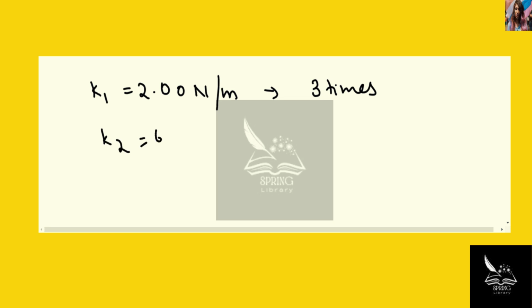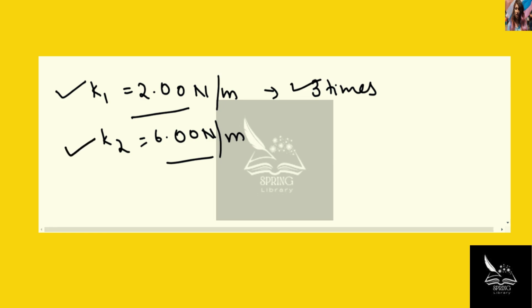And the spring with K1 equal to 200 Newton per meter must be stretched 3 times more than the one with K2 equal to 600 Newton per meter, because this is 2 and this is 6. So the spring with K1 should be stretched 3 times with respect to this.